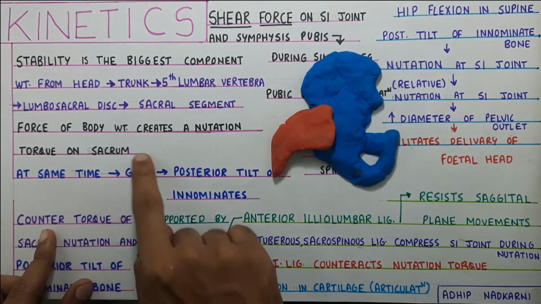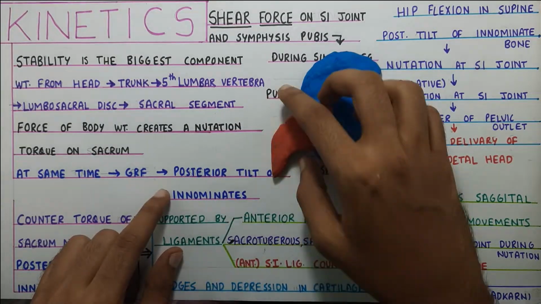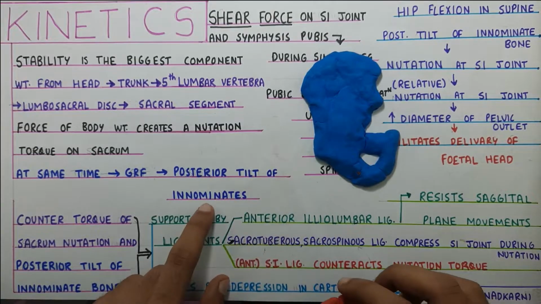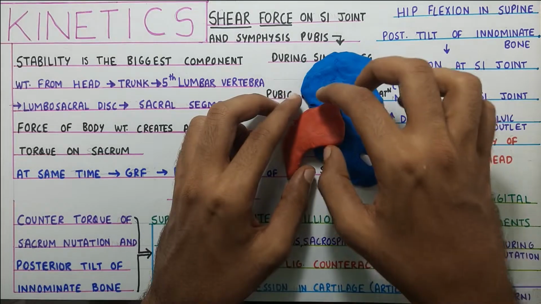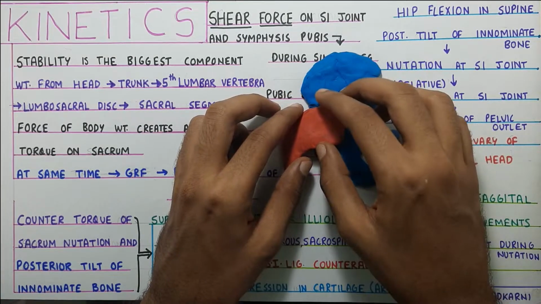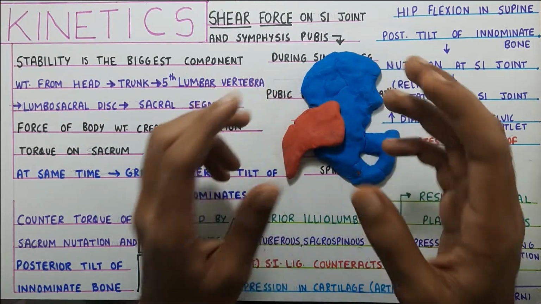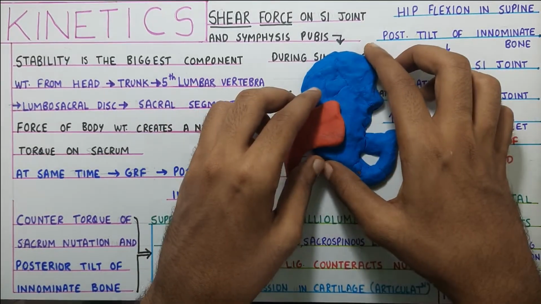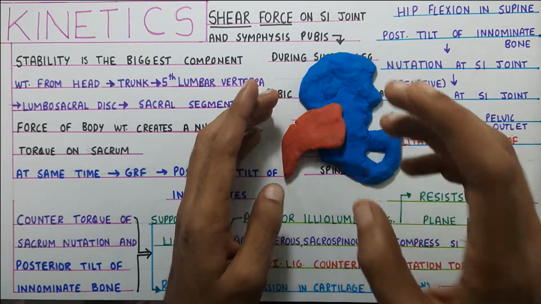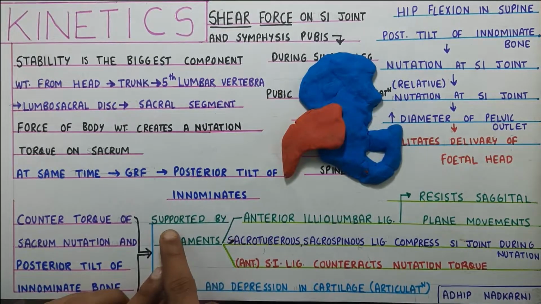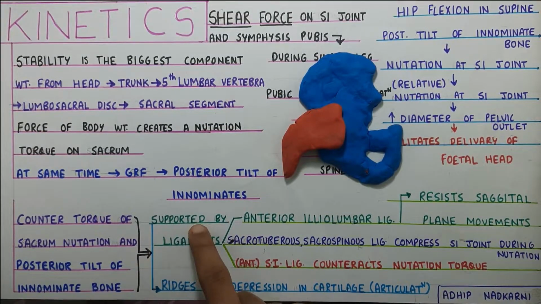So at the same time, GRF, which is coming from the bottom, creates a posterior tilt of the innominate bones, right? Which creates an overall nutation torque at the SI region, the sacroiliac region. So this has to be countered by something, right? You can't just have a lot of nutation torque at the SI joint. So this is countered by your ligaments and also the ridges.